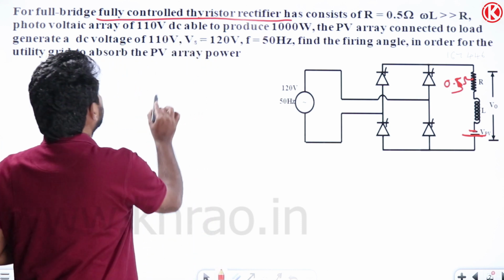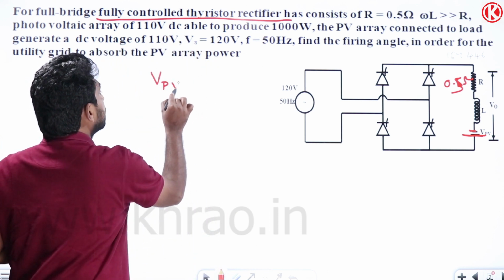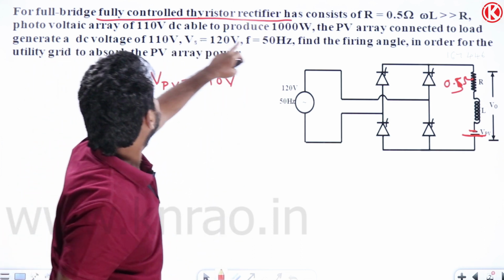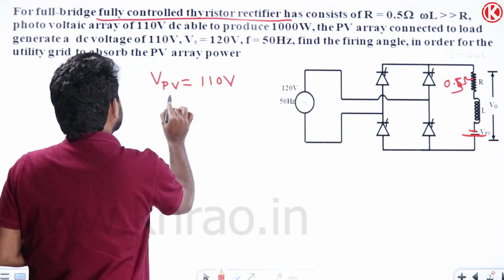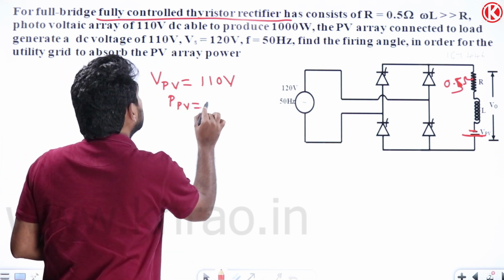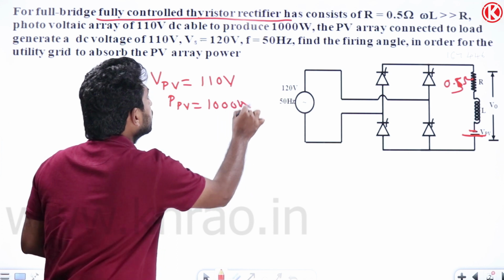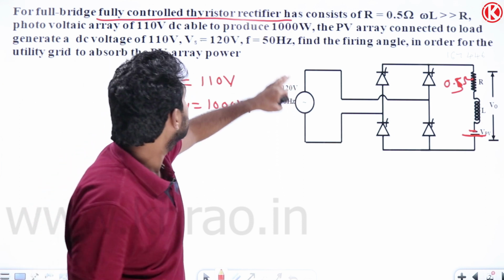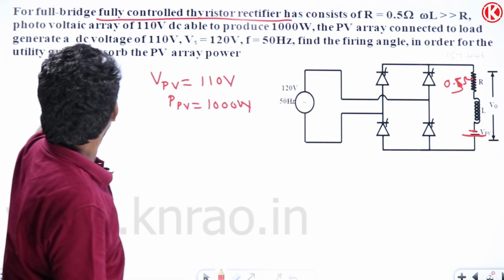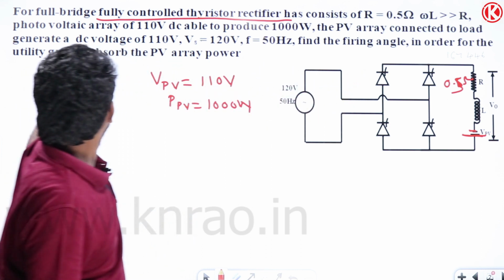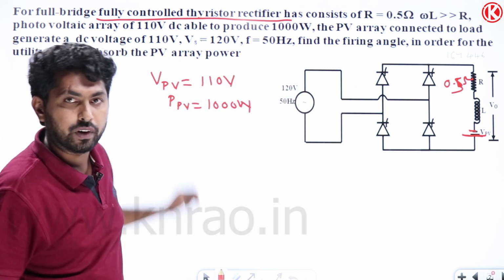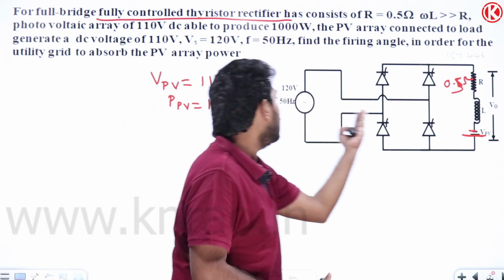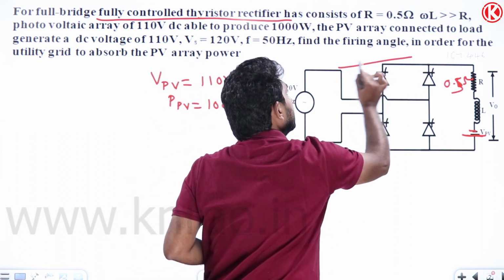The PV array voltage is given as 110 volts, and the power of the PV panel is 1000 watts. The source voltage is given as 120 volts RMS, and we need to find the firing angle in order for the utility grid to absorb the PV array power. What is the meaning of this? The PV array should supply the power to the utility grid, so the power direction should be in this direction.